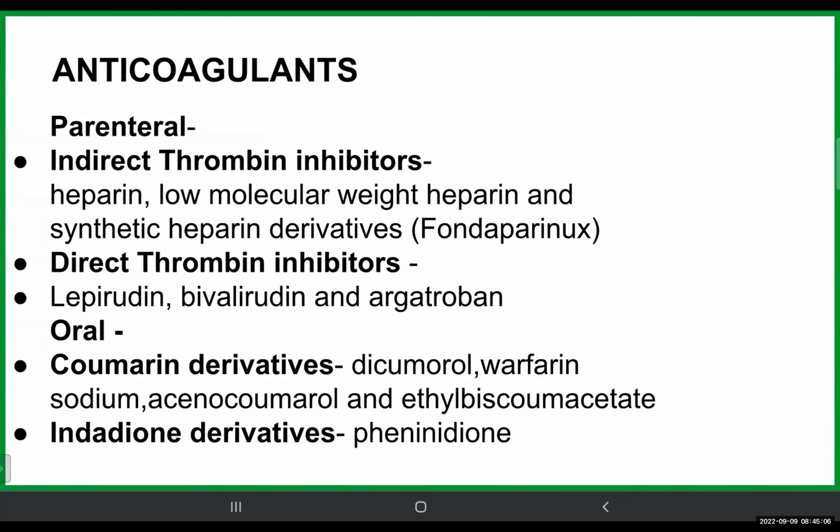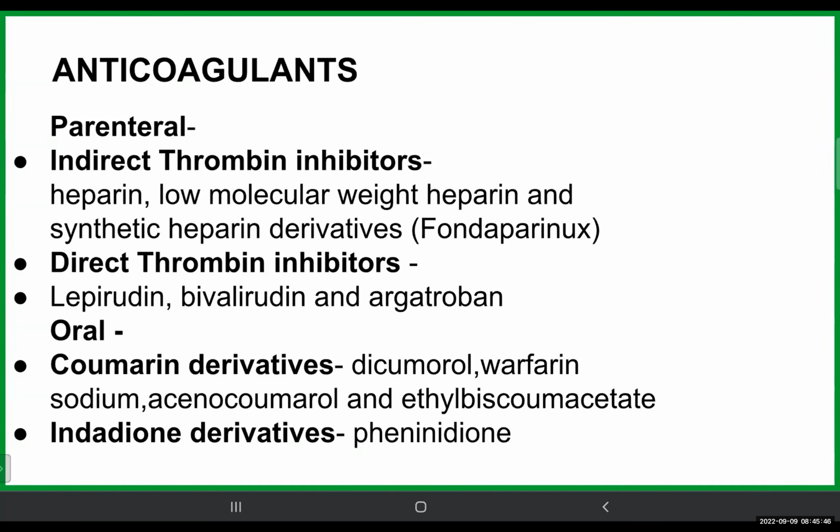And the anticoagulants. In anticoagulants, we have heparin and vitamin K antagonists, out of which some can be given parenterally and some can be given orally. In parenteral ones, we have indirect thrombin inhibitors like heparin, low molecular weight heparin, and synthetic heparin derivatives like fondaparinux. These three have no intrinsic anticoagulant activity; rather they bind to antithrombin 3 and accelerate the rate at which it inhibits the activated coagulation factors, that is factor 2A and factor 10A.